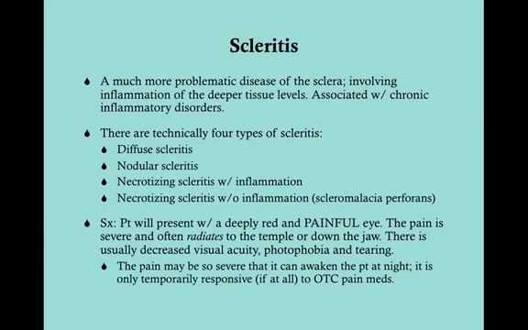Okay, so scleritis is a much more problematic disease of the sclera, and it involves inflammation of much deeper tissue than the episclera, and it's also associated with chronic inflammatory disorders. Now, scleritis can be divided up into 4 different types, and we're not going to focus on these last 2 types. We're going to focus on these first 2, diffuse scleritis and nodular scleritis. These other 2 are a little bit more difficult to diagnose. Generally, it's going to be the ophthalmologist that makes this diagnosis, and I've never seen these come up on the USMLE in all the practice questions and all the tests I've seen. So I wouldn't worry about these 2, at least for test-taking purposes.